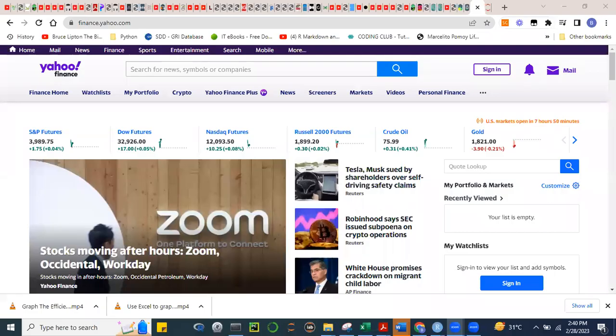Today we're going to discuss computing returns of stocks, riskiness of stocks, and then we're also going to look at portfolio returns and portfolio risk. We're going to download prices from Yahoo Finance.